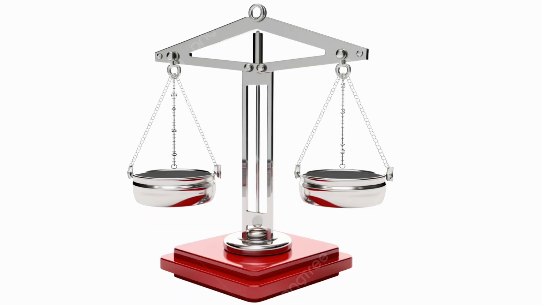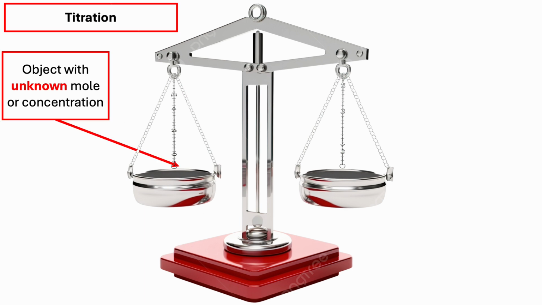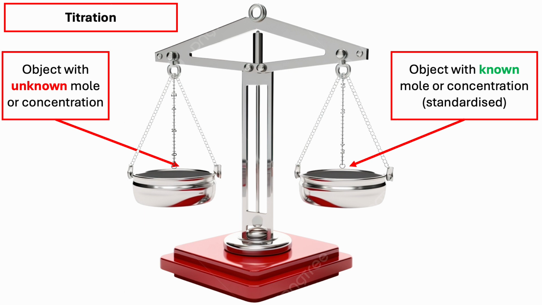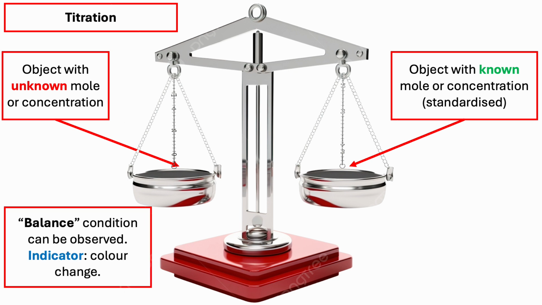Okay, similar to that, titration is also balancing the amount with equal amounts of known concentration. In the titration method, the object with unknown mole or concentration is placed in a conical flask, and then we add something whose concentration we already know, drop by drop, until it is balanced. How do we know it is already balanced? We use an indicator. In this case, for titration, there will be a color change.